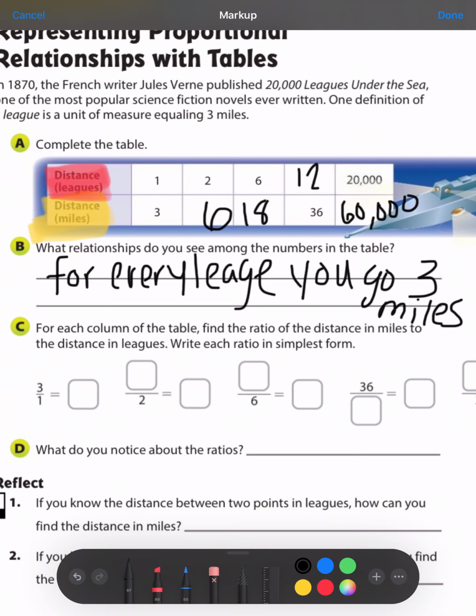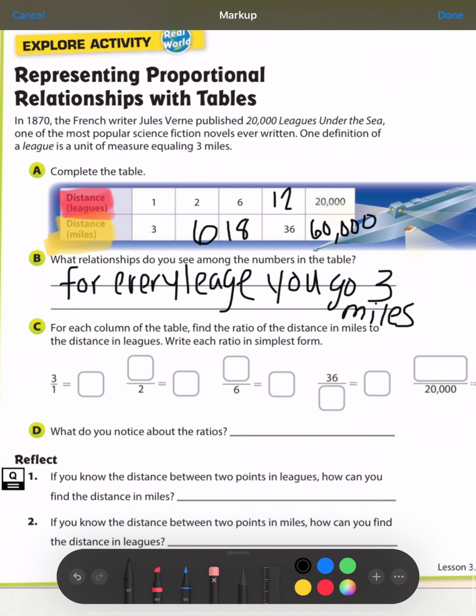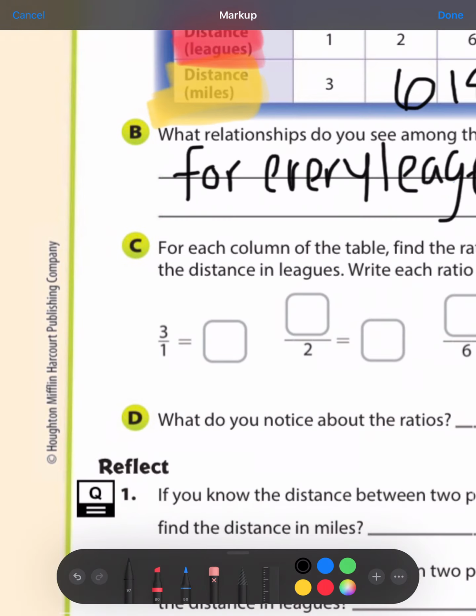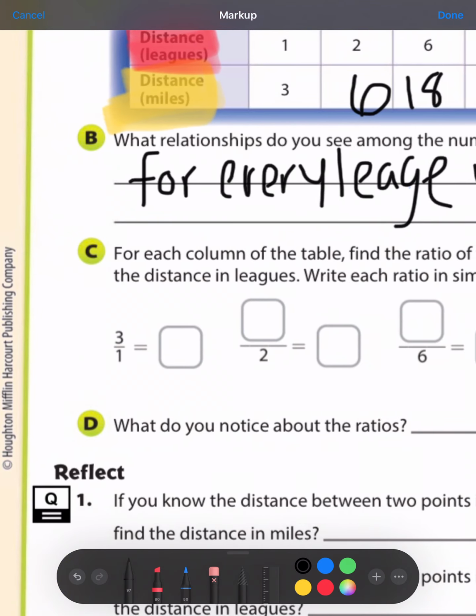Alright, so part C says, for each column in the table, find the ratio of the distance in miles to the distance in leagues. Write each ratio in simplest form. So we're just going to do some simple division here. So 3 divided by 1. Chad, what's the answer? 3 divided by 1. 3. How many times does 1 go into 3?